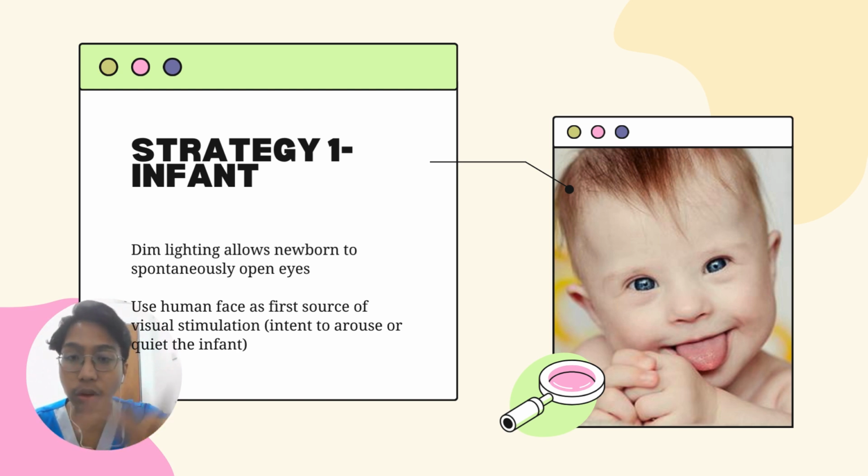And then next is to use the human face as the first source of visual stimulation. For example, why do we give the infant to the caregiver? So that when they see their caregiver, they feel more calm, they feel more relaxed. If they see faces other than the caregiver's, they tend to show fear, scare, and cry, because they think, I don't know this person, and I cry. So that's an example of it.